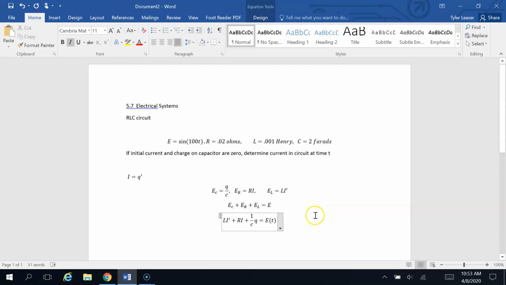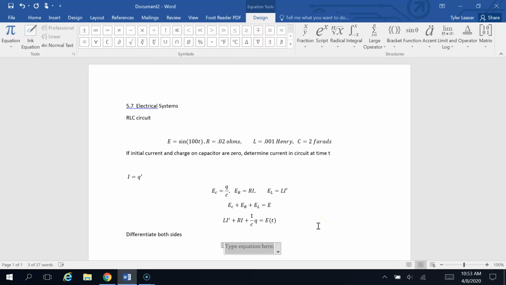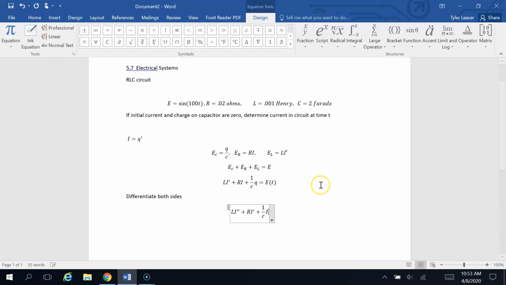Okay, so what we want to do now to be able to get this Q out of the way is that we're going to differentiate both sides. We're going to differentiate, that way I can plug in I as Q prime. All right, so now we're going to get the equation L I double prime plus R I prime plus 1 over C, and then Q as a derivative is just I. And that's going to be equal to the derivative of E of t.